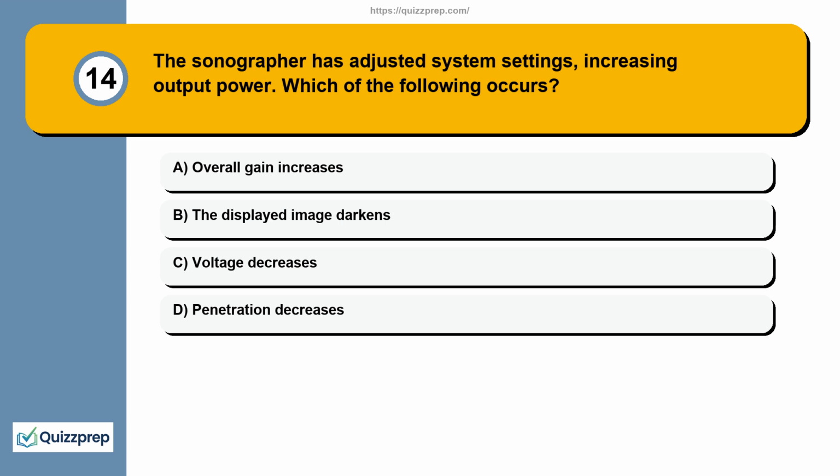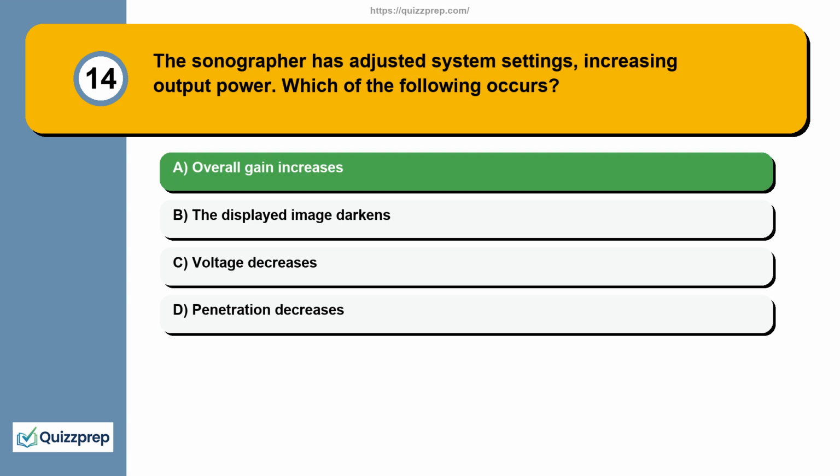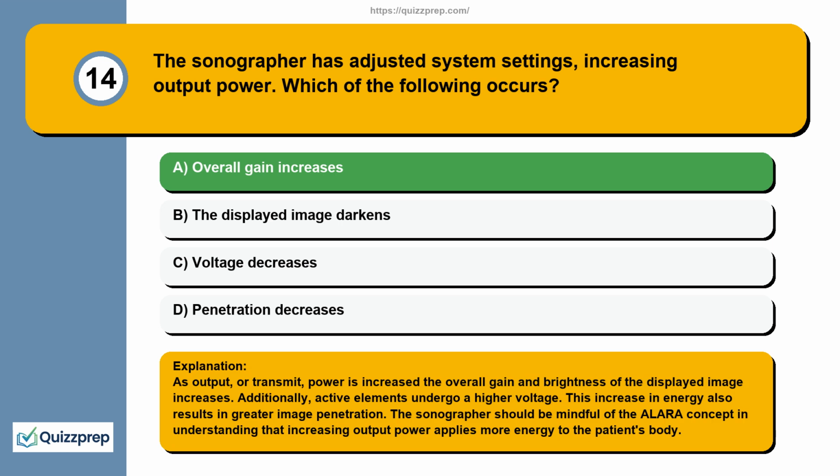Question 14. The sonographer has adjusted system settings, increasing output power. Which of the following occurs? Overall gain increases. The displayed image darkens. Voltage decreases. Penetration decreases.